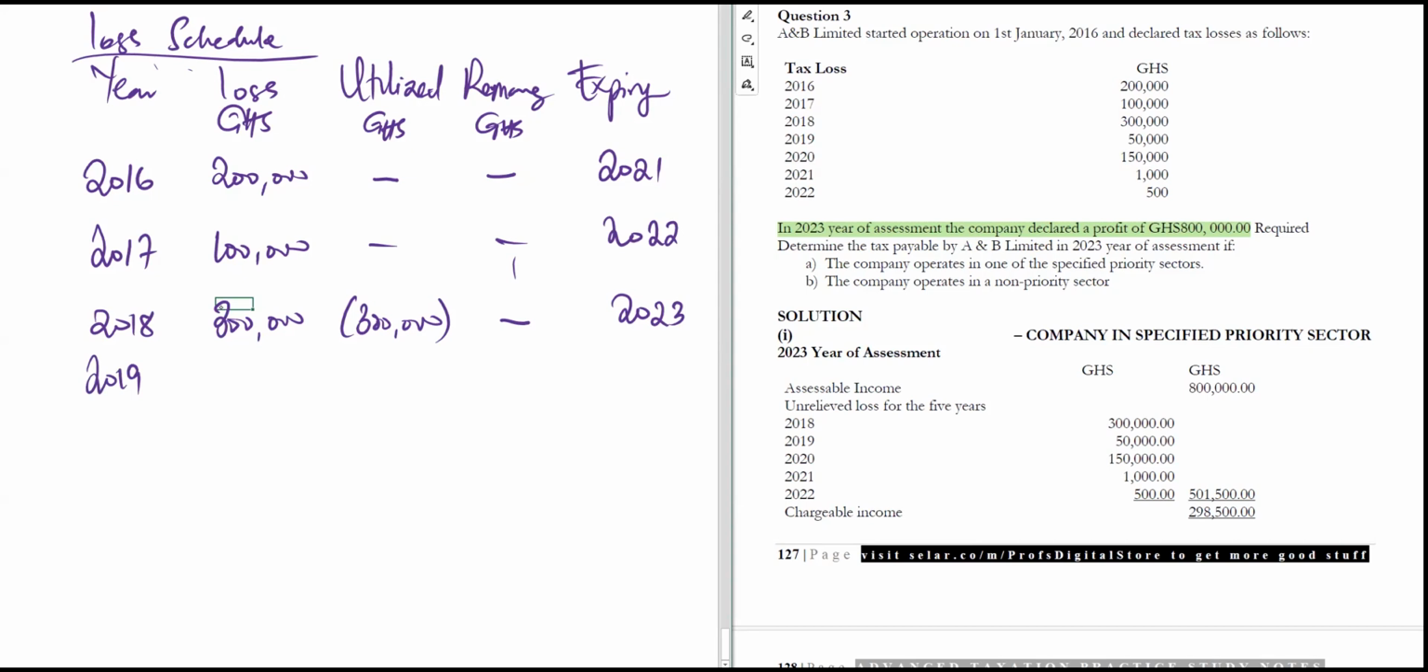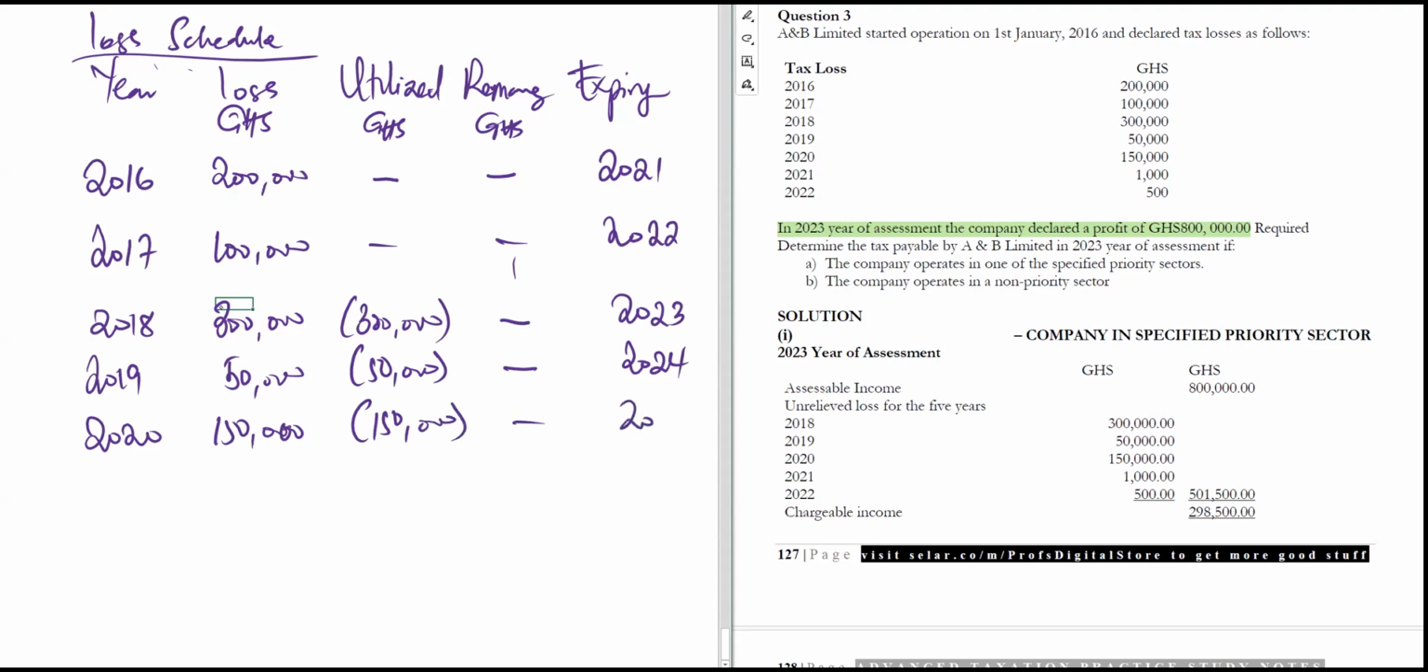2019, how much loss did we incur? 50,000. How much profit are we left to deduct? 500. Can we take the 50 out? Yes. And we have how much left? Nothing, though it could be carried forward to 2024. 2020, how much was it? 150. We have 450 left. Can we deduct all the 150? Yes, we are left with 300. So it expires in 2025.